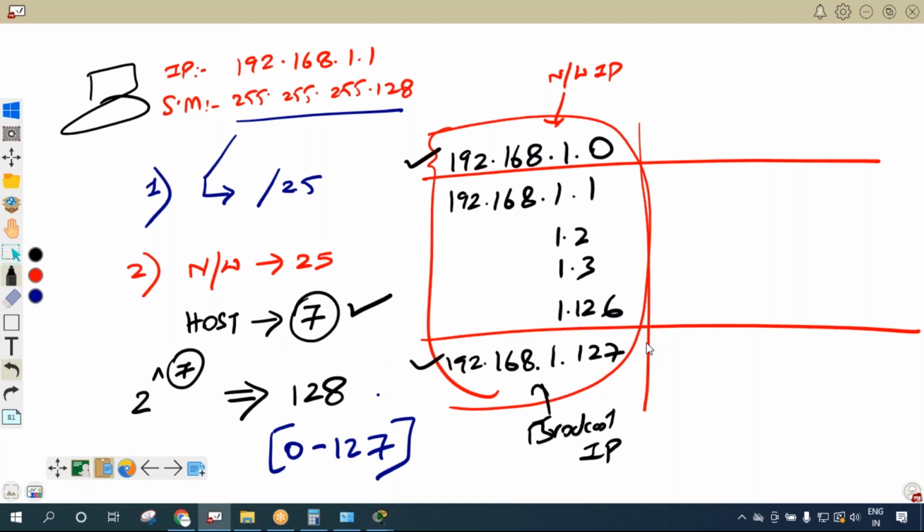So my dear friend, that's why from 1.1 you are able to ping 1.2, you are able to ping 1.100, but you are not able to ping 1.200. Why? Because 1.200 is in a different network. Subnet mask changed, everything has changed. Entire subnetting depends on the subnet mask.